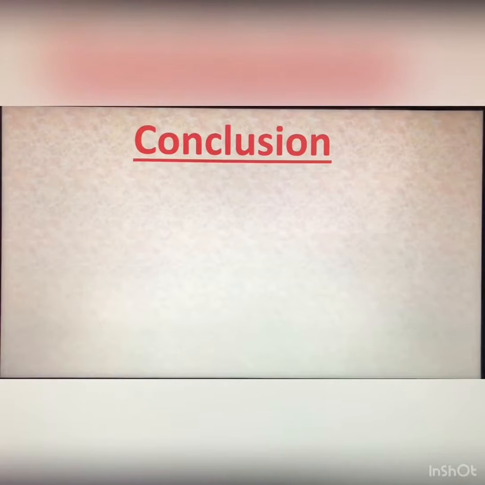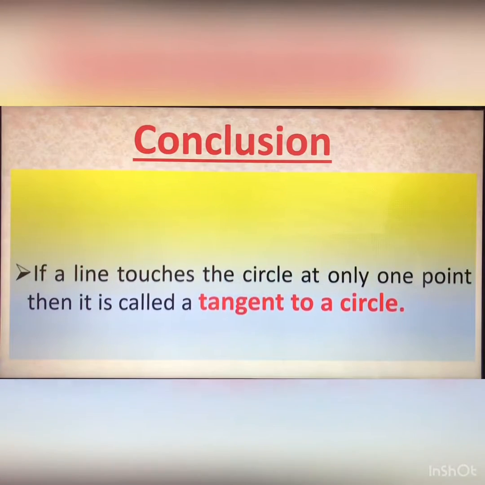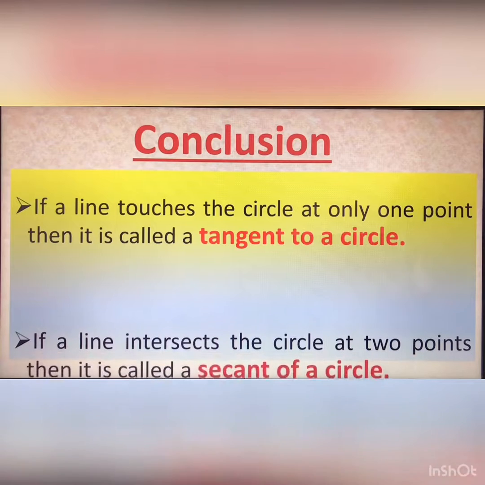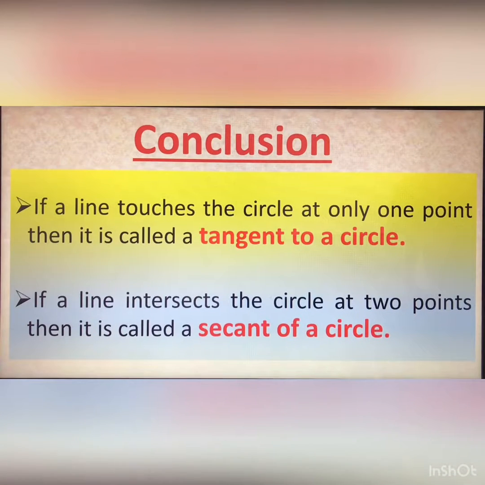So now, moving to the conclusion, you can say here: if a line touches the circle at only one point, then it is called a tangent to a circle. So this is the definition of a tangent to a circle. And next, if a line intersects the circle at 2 points, then it is called a secant of a circle. So this is the difference between a tangent to a circle and a secant of a circle.